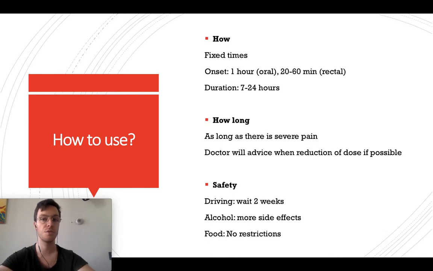So, how do you use morphine? You always take it at fixed times, so you maintain a certain level of the painkiller and you do not experience the pain peaks. If you take it orally in a tablet or a drink, then it will work within an hour. And if you take it rectally, it will work in 20 to 60 minutes, so a little bit faster. And the effect will be there for 7 upwards to 24 hours. So it works quite long.